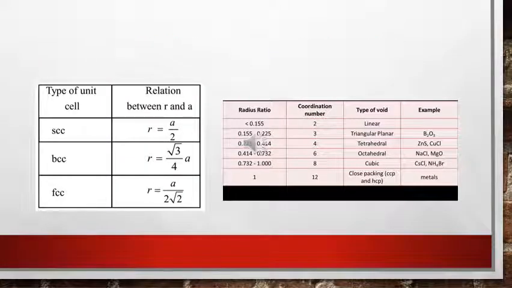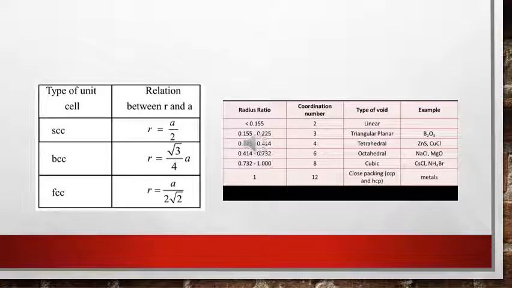These are all the useful messages that you are going to learn from this tabular column. What is the type of unit cell and what is the relationship between a and R? If it is a simple cube, already I have told you a is equal to 2R. If it is body centered, you can write R is equal to root 3 by 4 a, or a is equal to 4R by root 3. If it is FCC, a is equal to 2 root 2 R, or R is equal to a by 2 root 2.